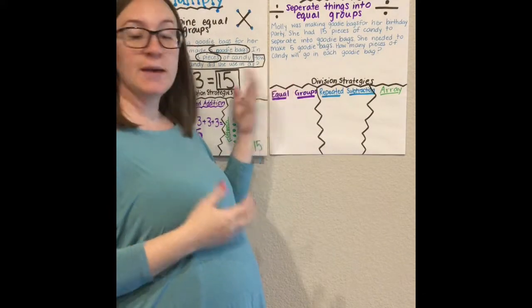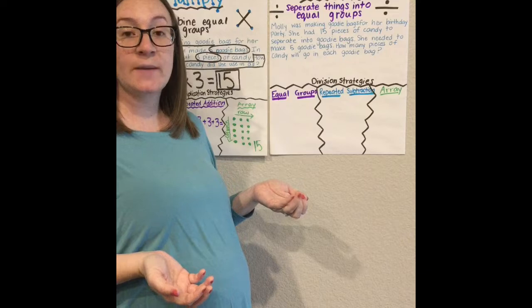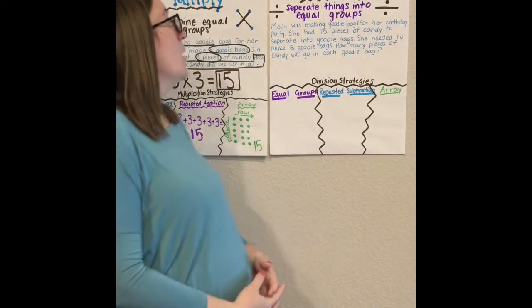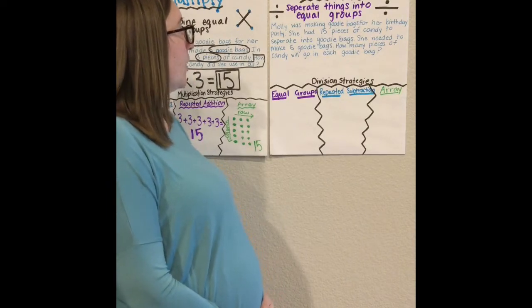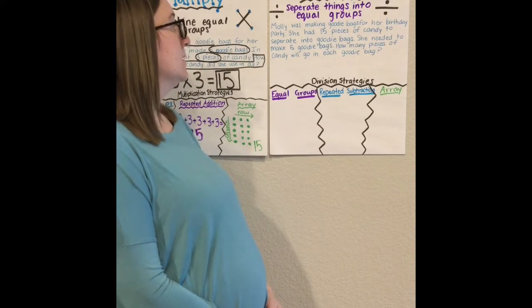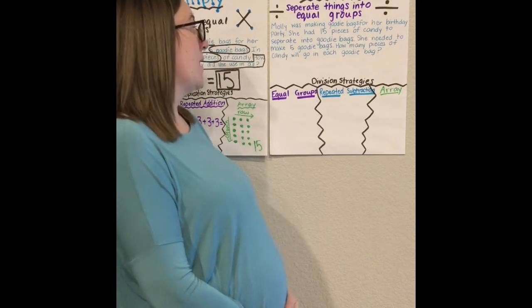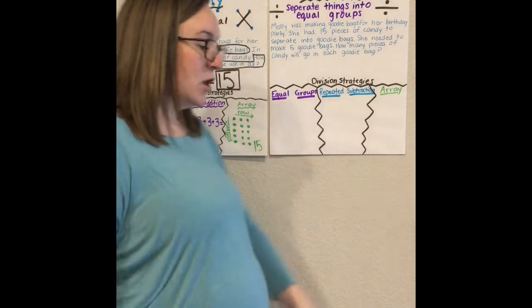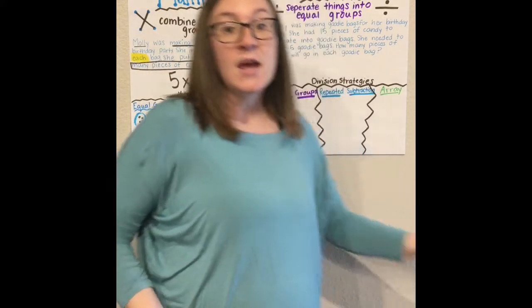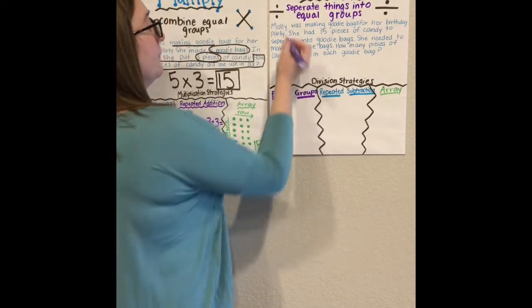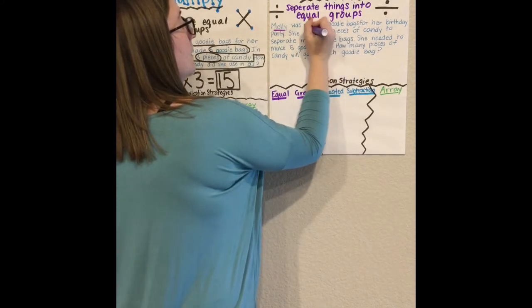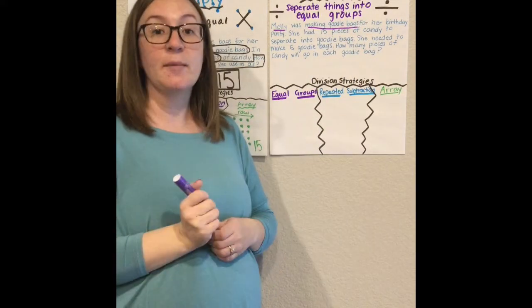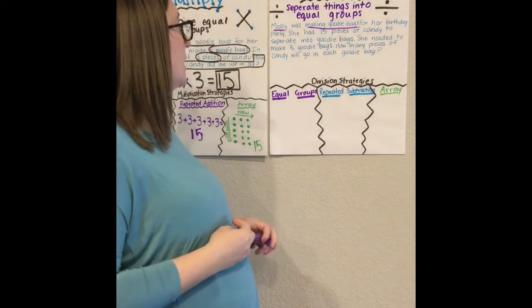So we're going to read it 3 times, just like we do in class, and do our 3-read strategy. The first time we're looking at the character and what they're doing, visualizing. Molly was making goodie bags for her birthday party. She had 15 pieces of candy to separate into goodie bags. She needed to make 5 goodie bags. How many pieces of candy will go in each goodie bag? So who's our character? Molly again, and she's making those goodie bags for her birthday party. I'm visualizing Molly at her house getting ready for her birthday party to make these for her guests. Let's read it again.